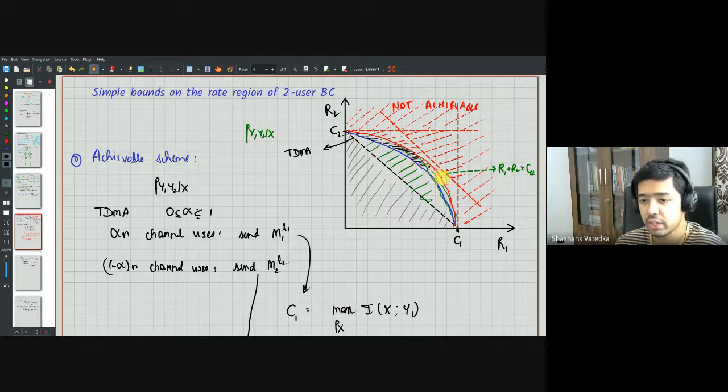So for many broadcast channels, there is a gap between the best achievability and the best converse that we can prove, and that is why the problem is still open. But we'll see some specific examples of what are called degraded broadcast channels, where we can say what the capacity region is.